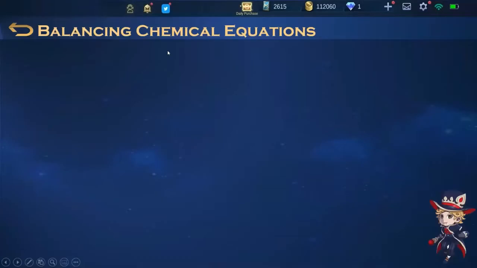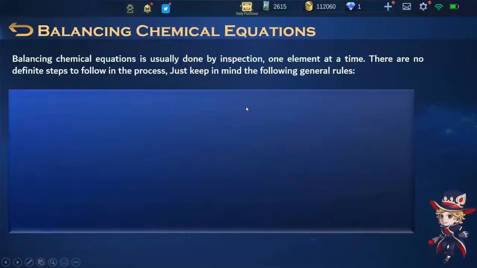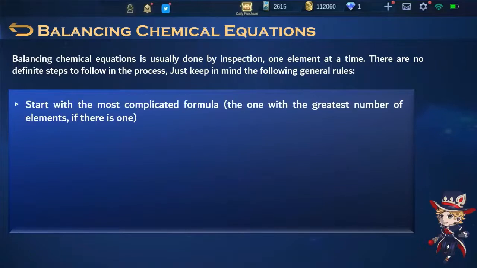Balancing chemical equations is usually done by inspection, one element at a time. There are no definite steps to follow in the process, no specific steps that fit all. Just keep in mind these following general rules.